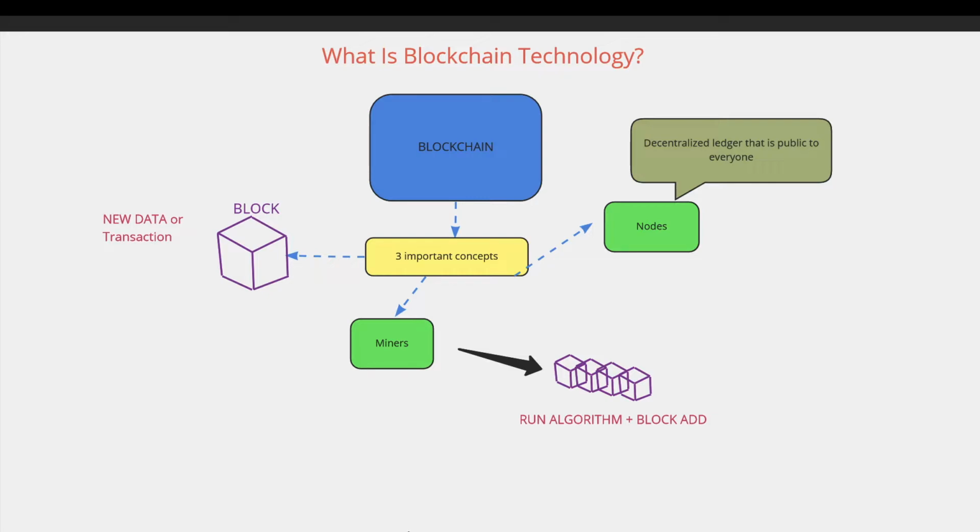So let's repeat in short. A block has new data or transaction details, and miners are supposed to run an algorithm to determine the cryptographic hash of that block, and nodes are supposed to keep the information or record in a public ledger that is distributed across all the nodes in a blockchain network.